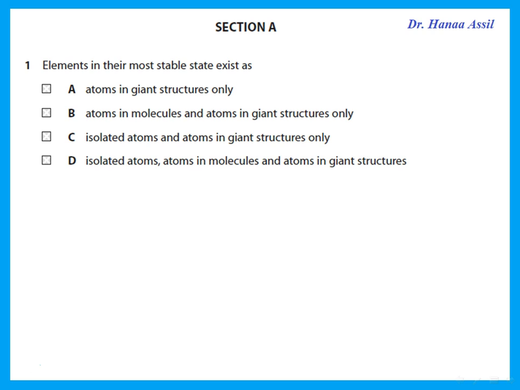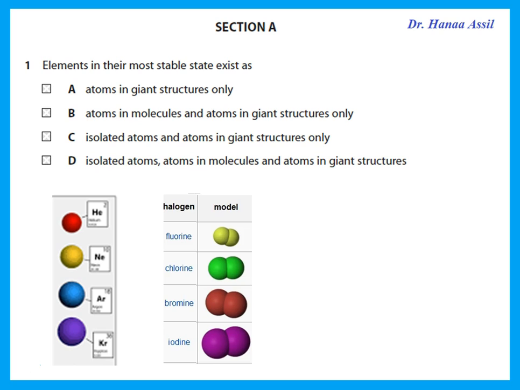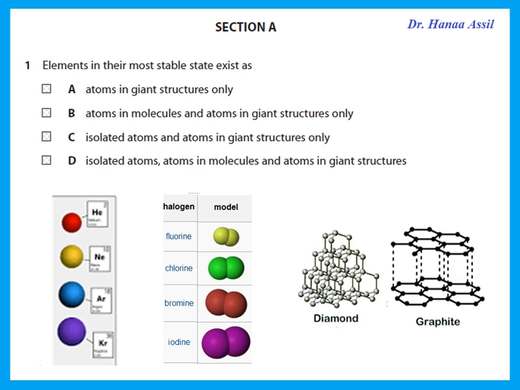The first question says, elements in their most stable state exist as what? What are the choices that we have? Giant, molecules, isolated atoms. Actually, elements in their stable state can exist as isolated atoms, atoms in molecules, and atoms in giant structures. So these are all different forms of elements. So our answer is D.